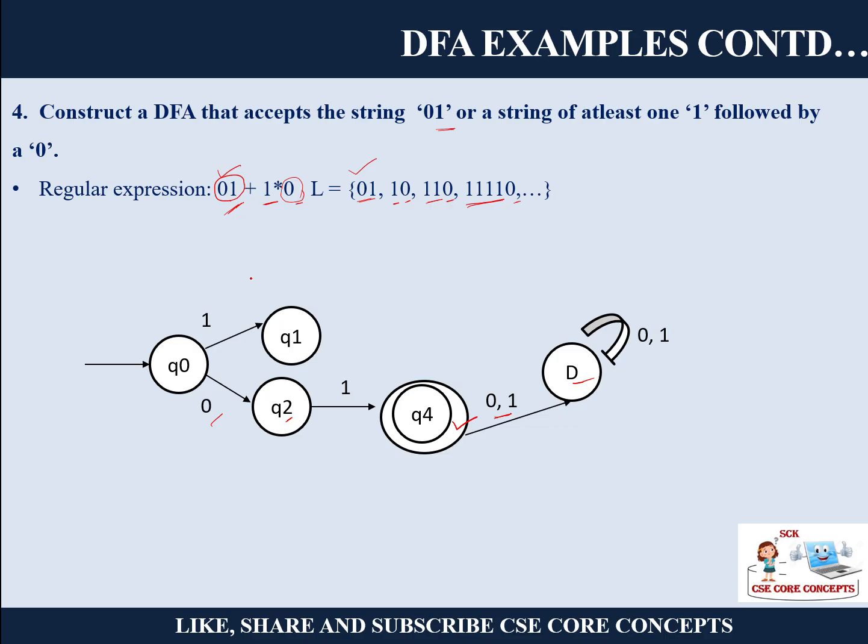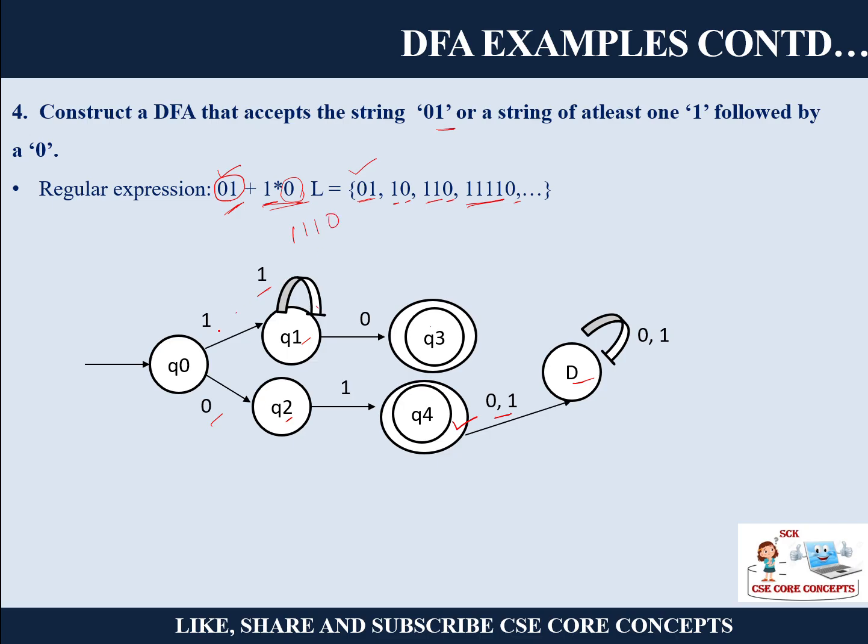Then let us come to the next possibility. If you put 1, you go to the next state, fine. Thereafter you put 0, you go to an accept state, fine. Now 10 is okay. 110 will also be okay. So if you have 1 here in this state, you will remain in this loop only. So suppose my string is 1110.